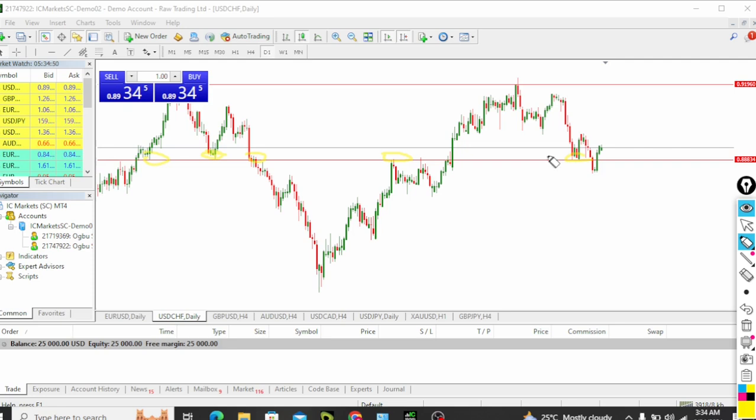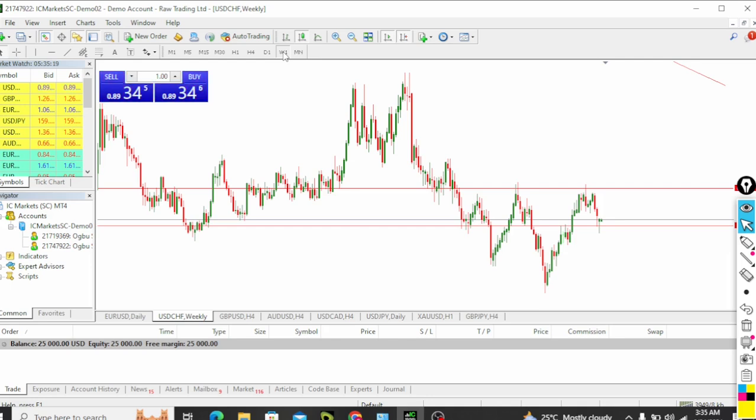So what does that connote? What that means is that we shall be looking for a buy for the coming week. So let us be looking for a buy for USDCHF. Let me attempt to see what the other time frame is actually doing.